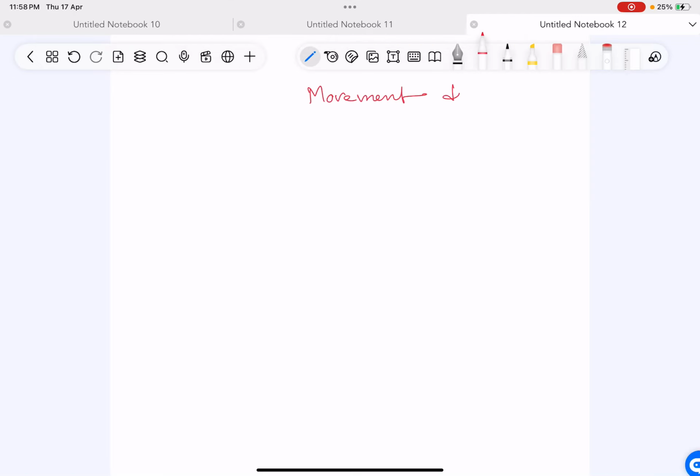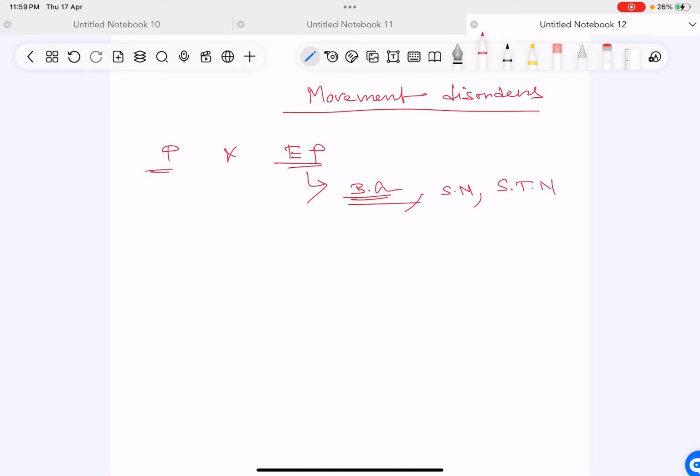Okay, so now the topic we will discuss is movement disorders. First of all, we'll understand some basic things about the pyramidal and extrapyramidal system, which causes our different sorts of symptoms. When we say extrapyramidal, what do we mean? We mean involvement of the basal ganglia. We mean involvement of the substantia nigra, subthalamic nucleus, these structures.